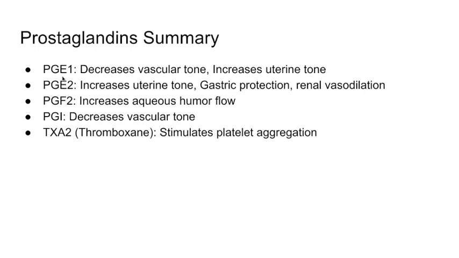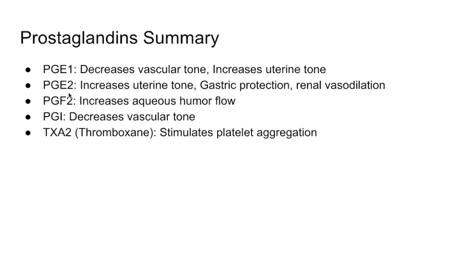These are, I think, probably the main takeaways from the prostaglandins that you want to keep in mind. So prostaglandin E1 decreases vascular tone, but it increases uterine tone. Prostaglandin E2 increases uterine tone as well, but it's also involved in the important part of gastric protection. So it decreases acid production and increases substances that cause gastric protection. And it also causes renal vasodilation.